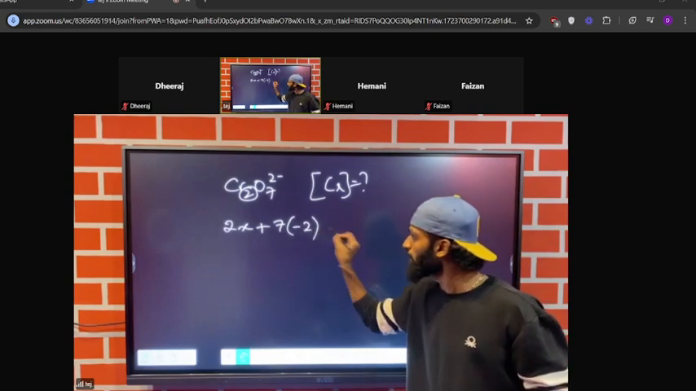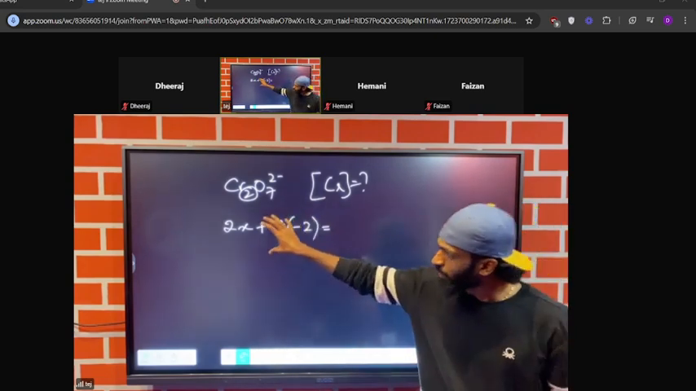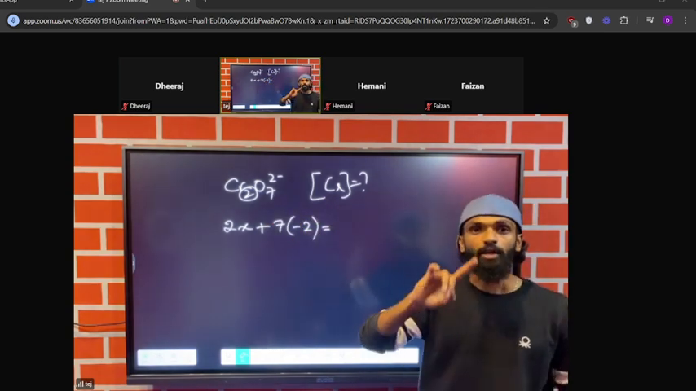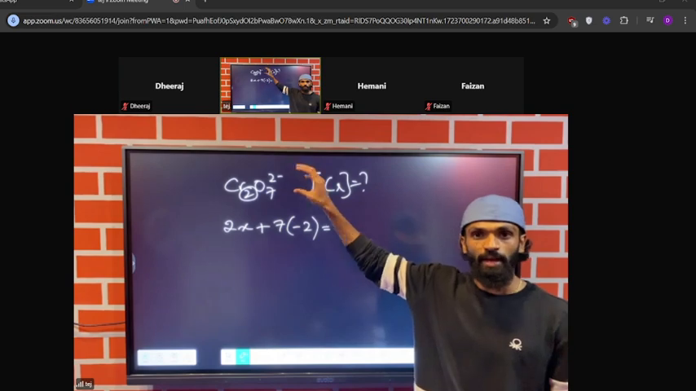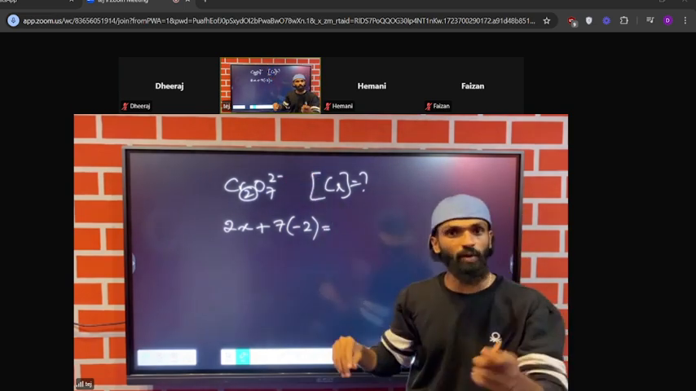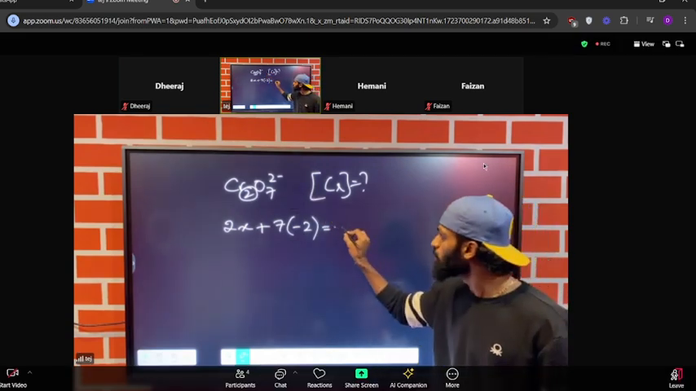So I'll blindly put a minus 2 is equal to... careful guys, you will frame an equation, it's like math. You'll have to equate to something. Equate always to the power, or equate always to the valency, whatever you guys are comfortable with. In this case, the power or the valency is minus 2, so equal to minus 2.